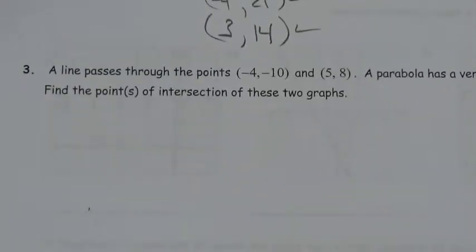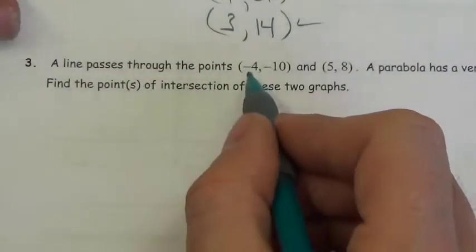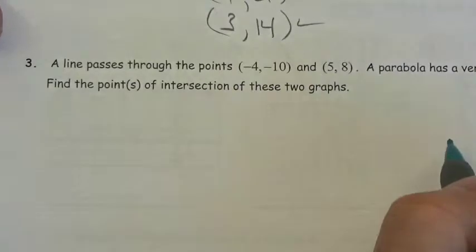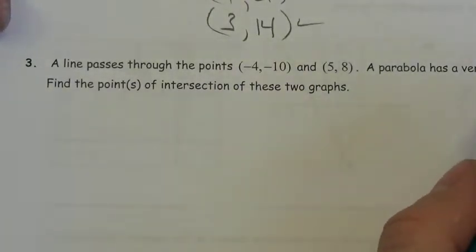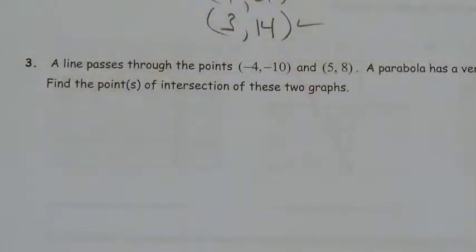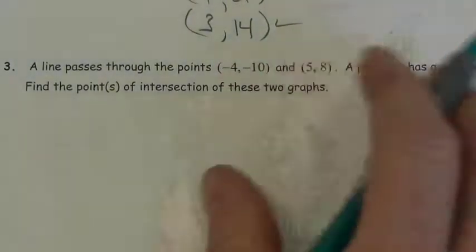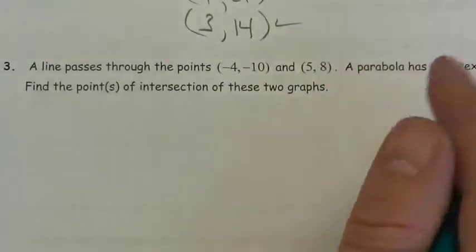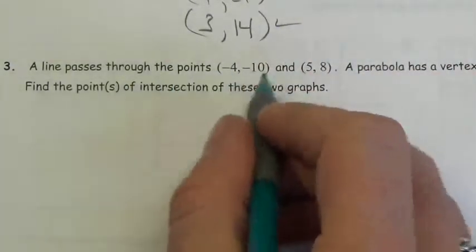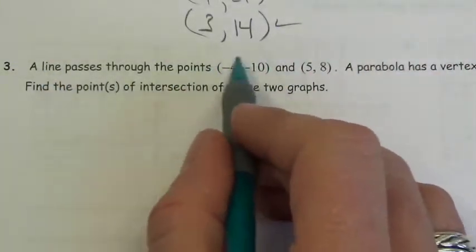Let's look at one more. A line passes through the points negative 4, negative 10, and 5, 8. A parabola has a vertex 2, 5 and a y-intercept of 1. Find the points of intersection of these two graphs. Okay, well, we've actually got to come up with the equations of these two functions here. So first of all, a line passes through the points negative 4, negative 10, and 5, 8.